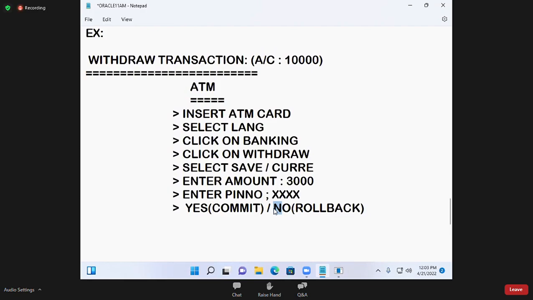How many transactions have you performed here? If you click on the yes button, if you click on the no button, how many transactions did you perform? 8 transactions, right? Only 1, not 8. Sure. So are you saying only 1 transaction we did? Not 8 transactions.